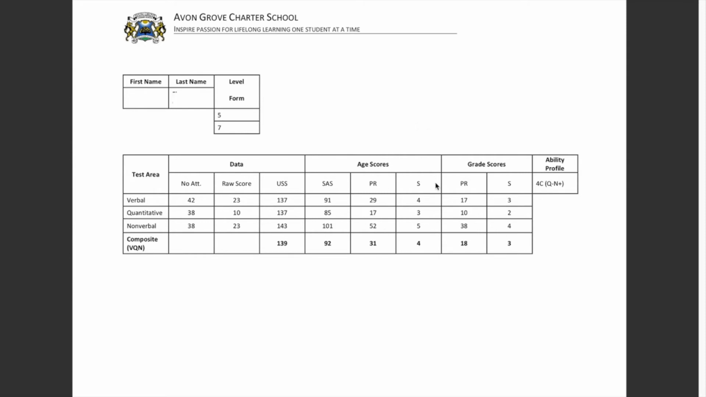The next column is a stanine score, and a stanine score really just helps break down the standard age score and the percentile ranking into a more manageable number.